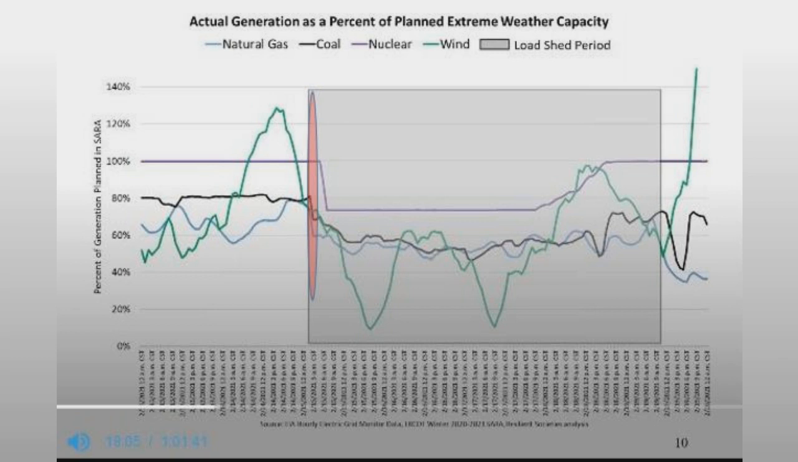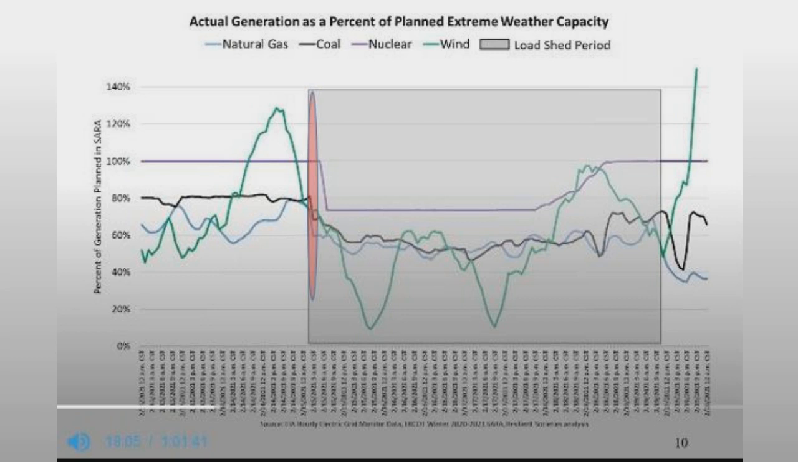That 100% line there represents not the total capacity of any particular fuel source, but the total that was expected in ERCOT's severe winter weather plan. They did have one, and they're required to. You'll notice the green line, they did pretty well until they didn't. And then for almost the entire period of the load shed, they were not providing any help to the grid.